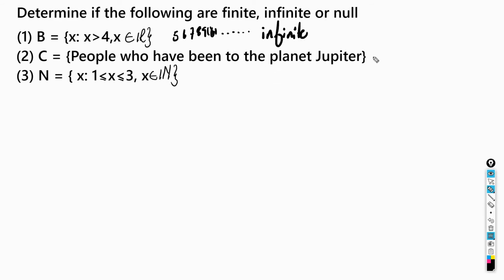Now the second set here says C is equal to the people who have been to the planet Jupiter. And I'm sure no human being has been to Jupiter. So this is the null set. This is the empty set, all right?